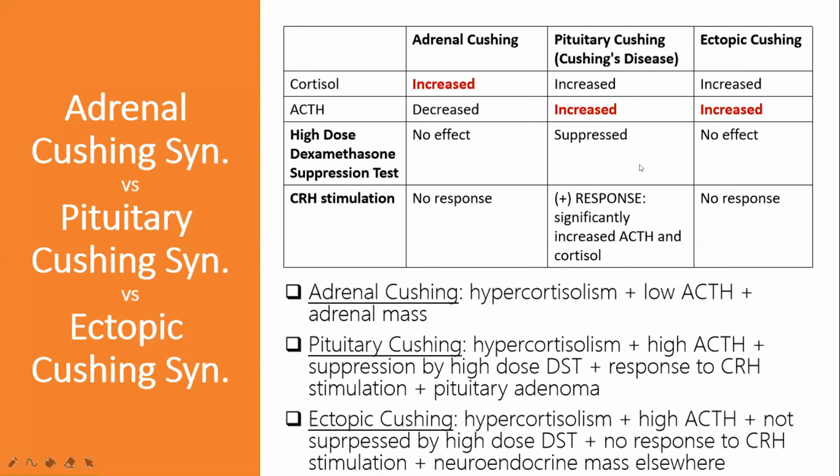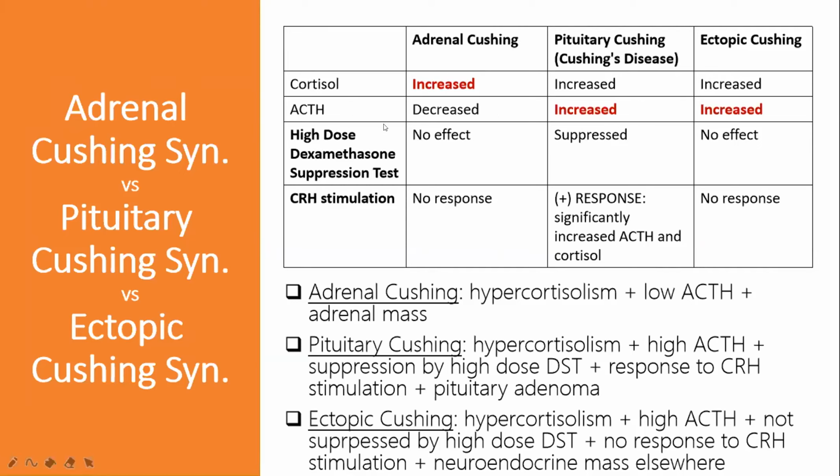So next, we discuss the differences between adrenal Cushing, pituitary Cushing, or the Cushing's disease, and ectopic Cushing. So of course, since these are under the umbrella term Cushing syndrome, there would be elevated cortisol. Now in adrenal Cushing, the primary defect is increase in cortisol production. So since there is an increase in cortisol already, ACTH would be decreased.